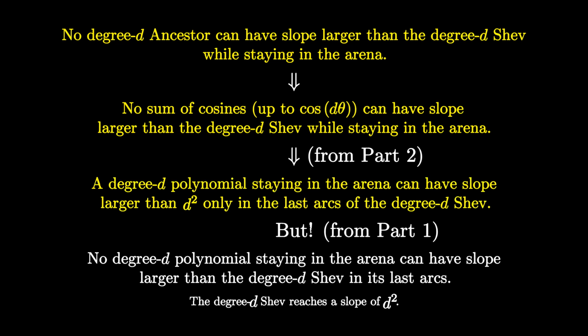The proof in part 1 will show that no degree d contestant can have slope larger than that of the Shev in the last arcs of the Shev. And we saw in part 2 that the Shev has slope at least d squared. So in general, it is true that no contesting degree d polynomial can have a slope larger than the maximum slope of the degree d Shev.